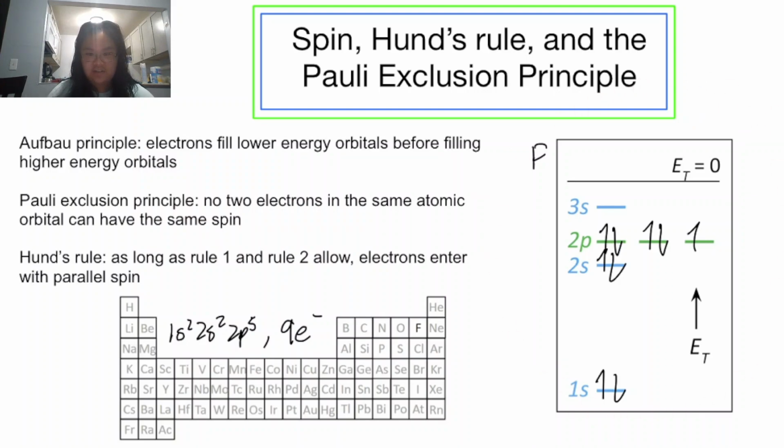If you pay attention, you can see that we have 2 1s electrons, 2 2s electrons, and 5 2p electrons, which perfectly matches our electron configuration.